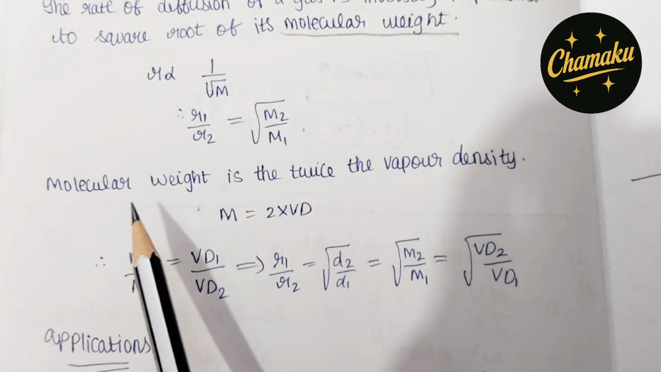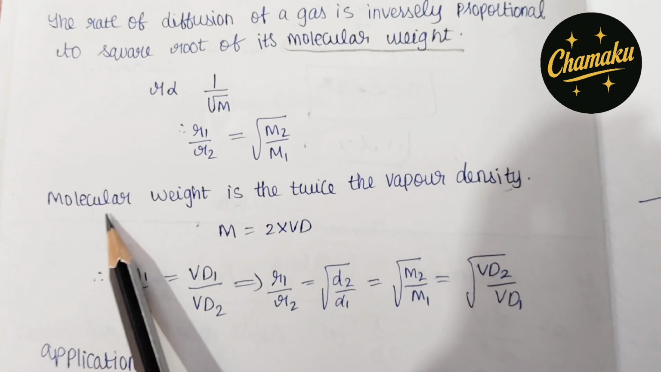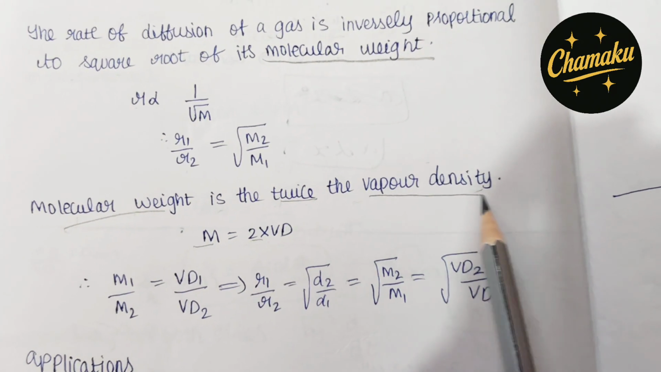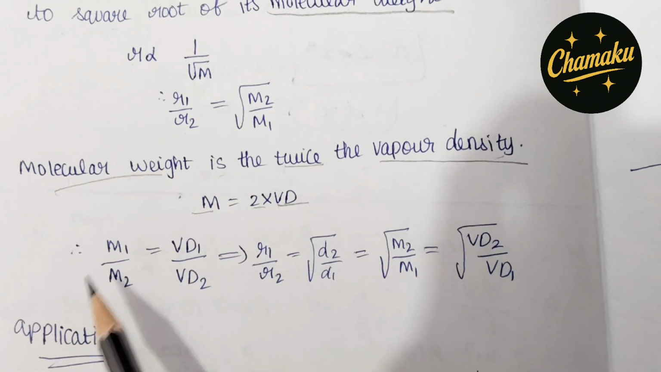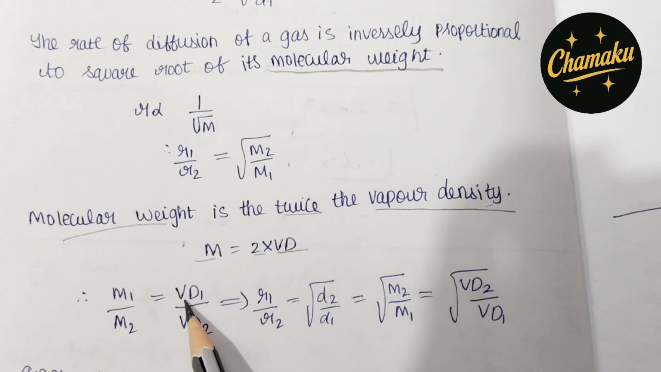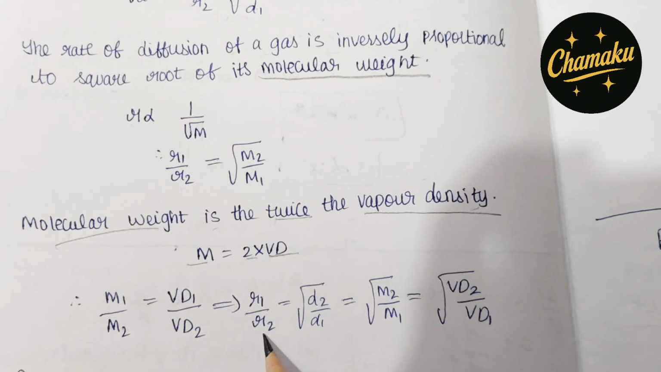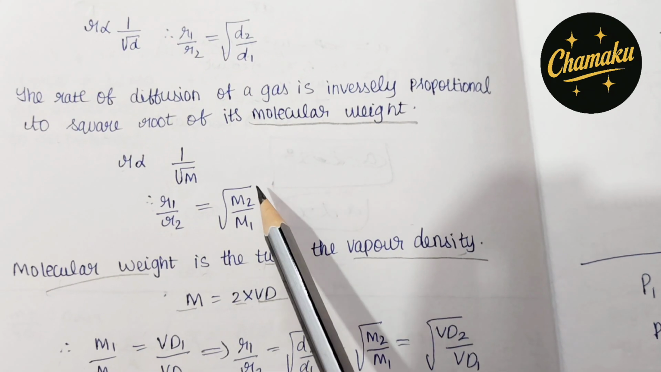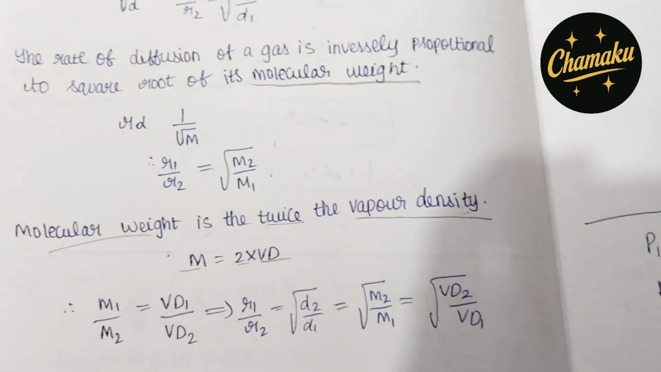So the last one, molecular weight is twice the vapor density. So molecular weight M is equals to 2 into Vd, where Vd is vapor density. So therefore M1 by M2 is equals to vapor density 1 by vapor density 2, which is equals to R1 by R2, therefore is equals to root D2 by D1 is equals to root M2 by M1 is equals to root Vd2 by Vd1, okay?